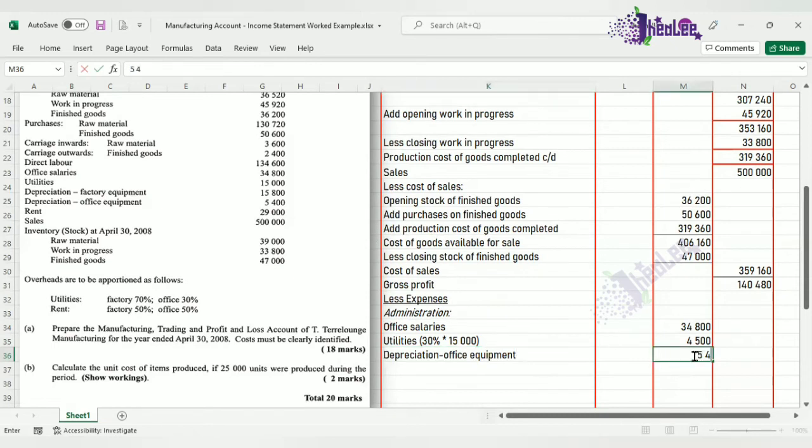Now, bear in mind that in this question, the depreciation cost was already calculated for us. They can test you on calculating depreciation in this very same topic as well, where they can either ask you to calculate using the reducing balance method or the straight line method. So it is very important that you read through your additional information.